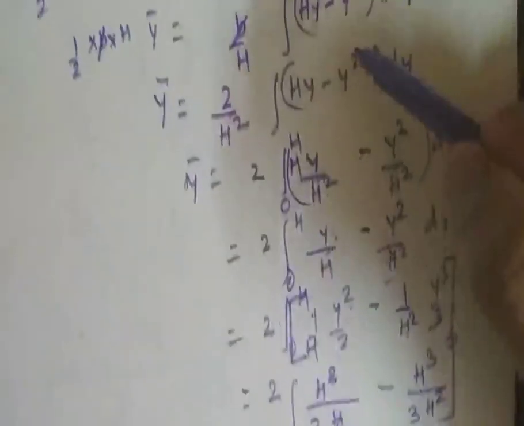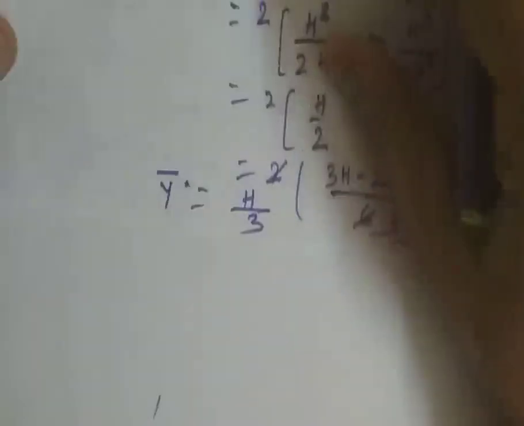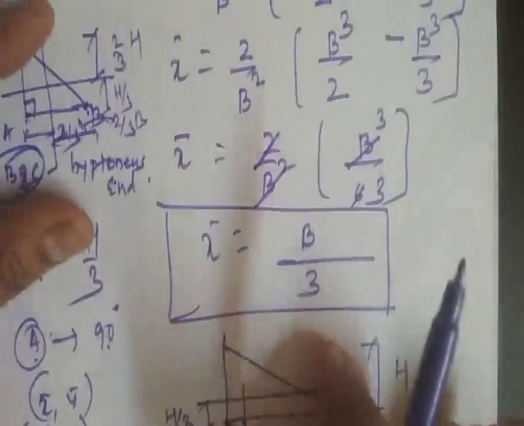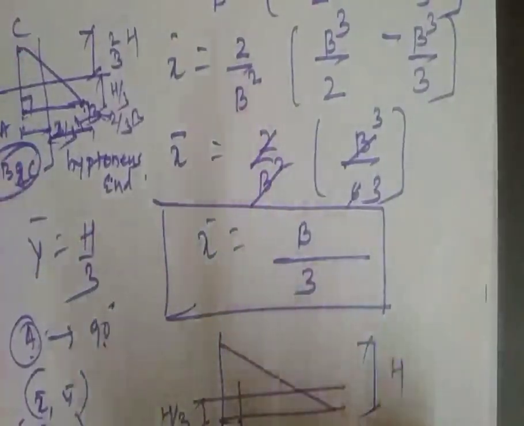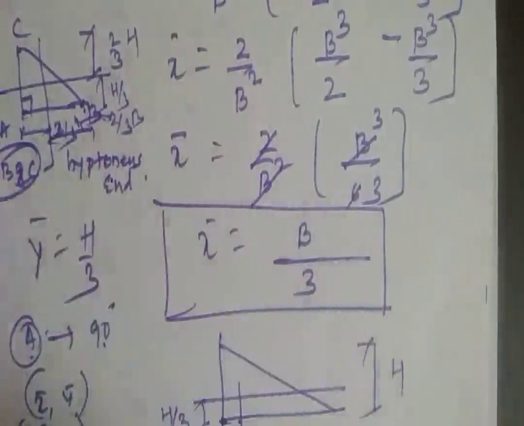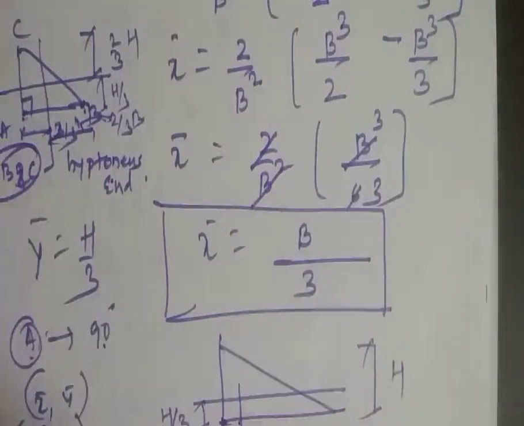Substituting the whole term and integrating, you will get the value of y bar as h by 3, and similarly substituting and integrating for x, you will get the value of x bar as b by 3. So this is how we find the centroid of a triangular section.